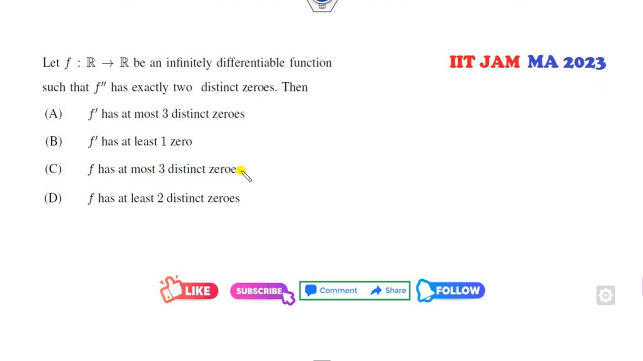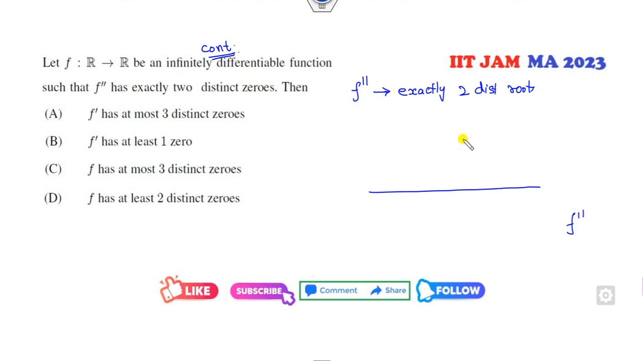Look at this another one. F is infinitely differentiable. That means it is infinitely continuous also. F double dash has exactly two distinct roots. Fine. That means if this is the graphical line, F double dash has two distinct roots. It means F double dash will look like, say, x into x minus 1, two distinct roots. Fine. So what is the degree of the polynomial f? At least of the 4 degree.